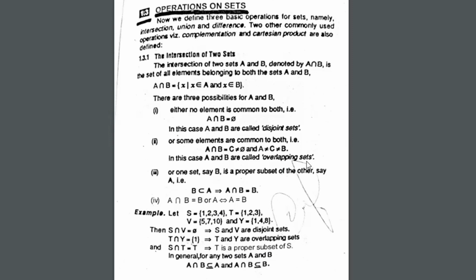Okay, so let's see another one, that is the union of sets. The union of two sets A and B, denoted by A union B, is the set of all elements belonging either to A or to B or both A and B. And here is a representation of that: A union B equals X, such that X belongs to A or X belongs to B.